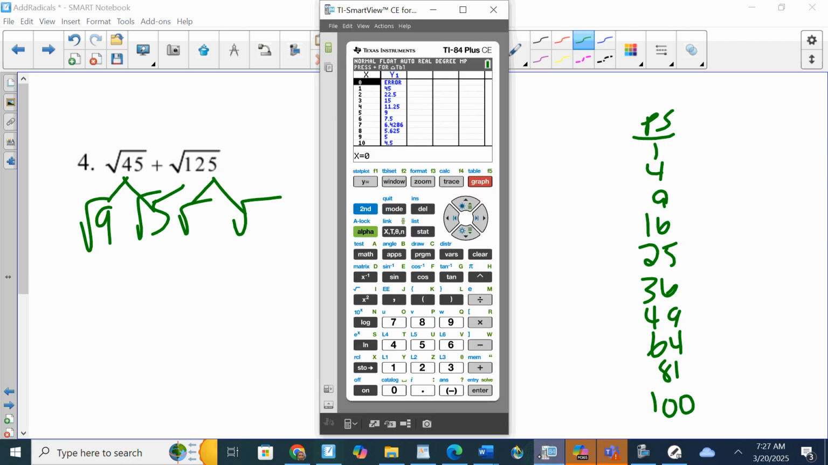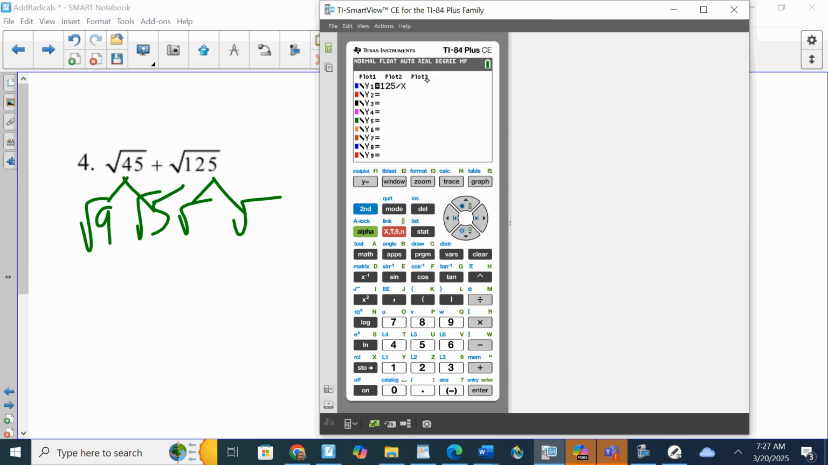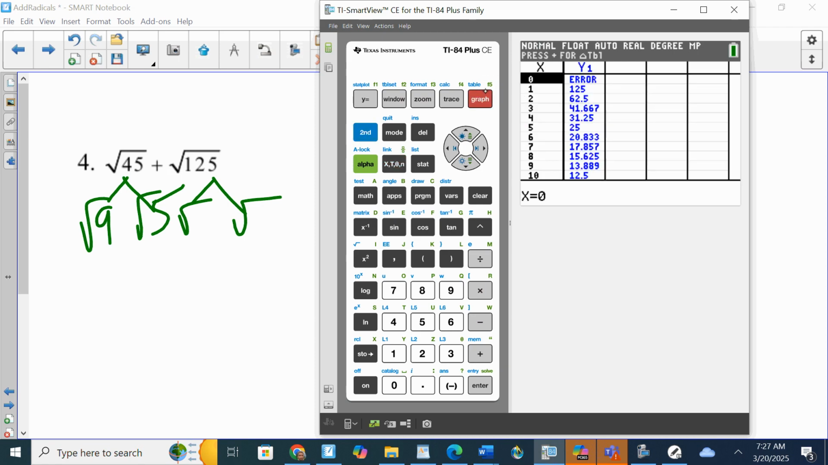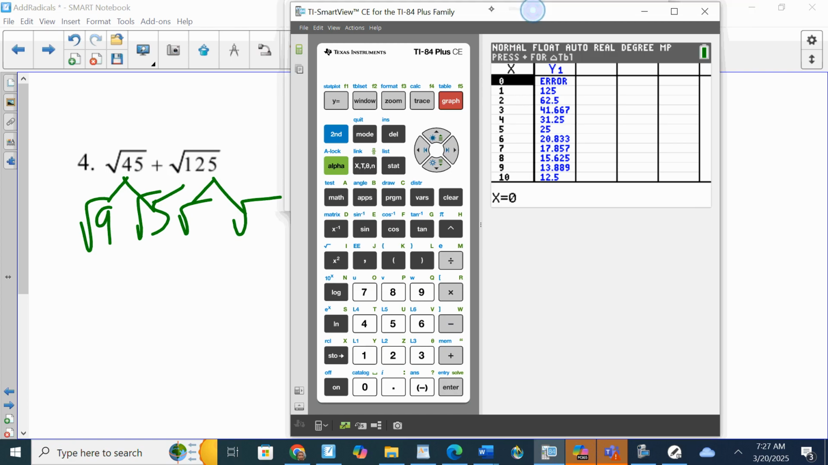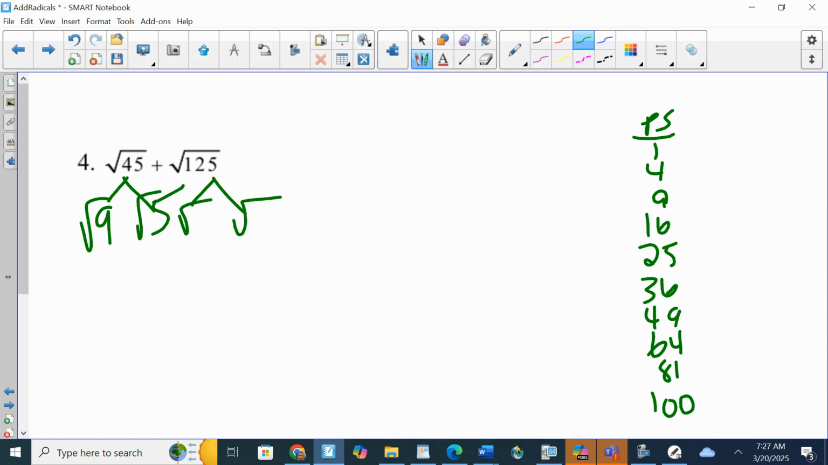I can do the same thing if I want. 125 divided by x. Just make it bigger. View, show large display. So if I go to my table, I'm looking in my table for a number that's on my list. I see 125, no. 62.5, no. 25, yes. 25 and 5.